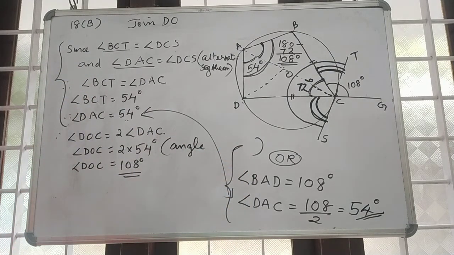Okay. So first we got BCT as 54 degrees. For the second part, DAC we got 54. Second part is DOC we want to find out. So DOC we got as 108 degrees.